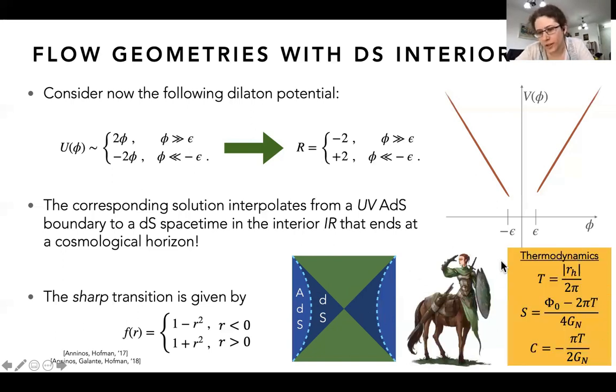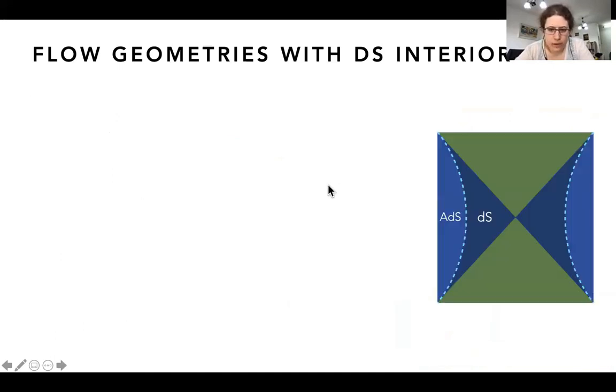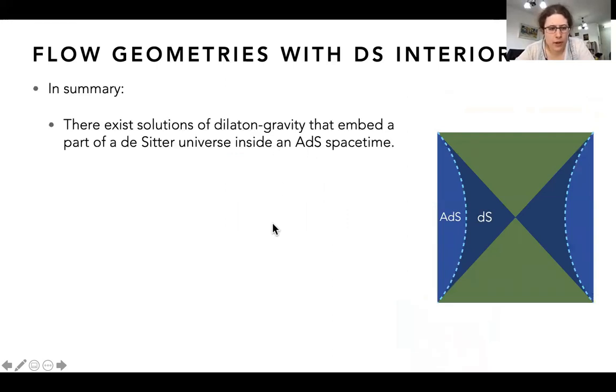And okay, here I just summarized the thermodynamics of these geometries. So what's the temperature of the horizon? Okay, so here are the flow geometries. So let me just summarize before I start talking about quantum information.